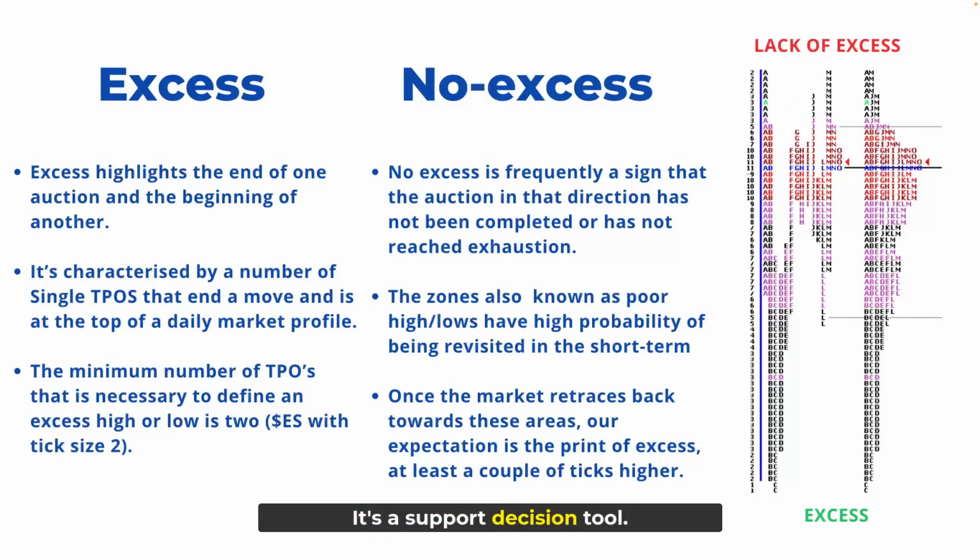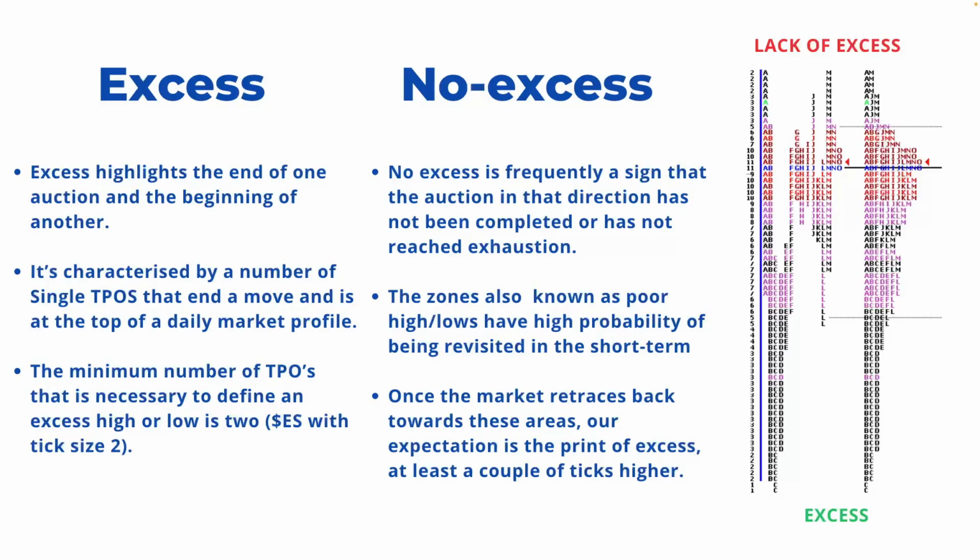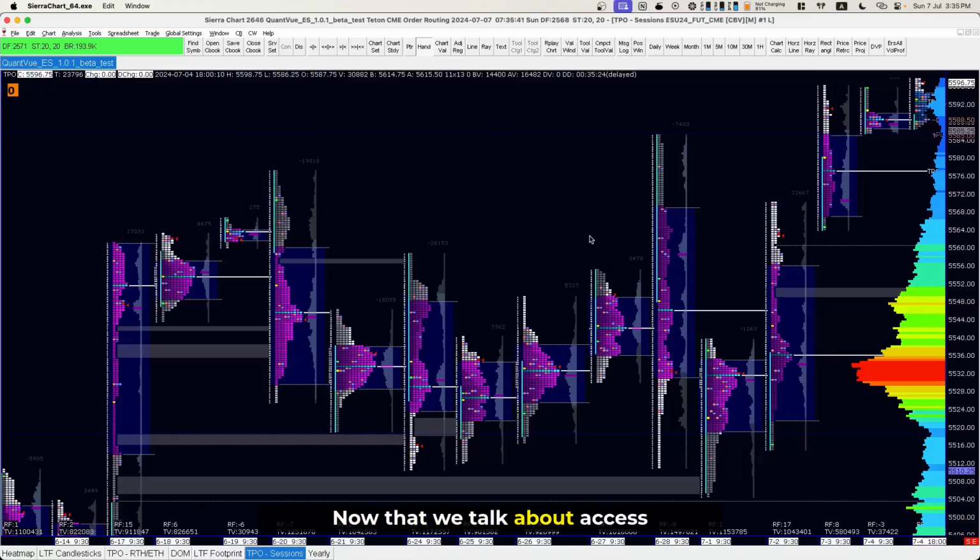It's a support decision tool in order to add context around momentum. Now that we've talked about excess and have some understanding of it, let's discuss how this plays out within the context of the auction framework.